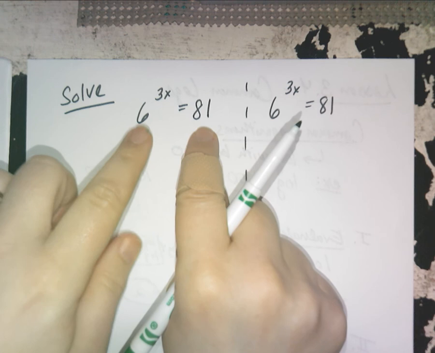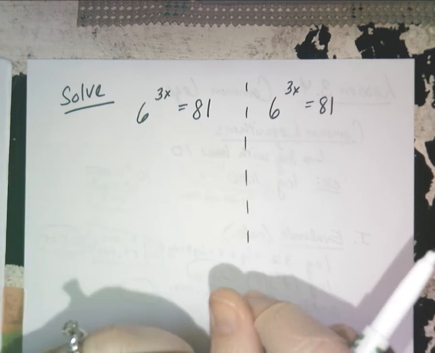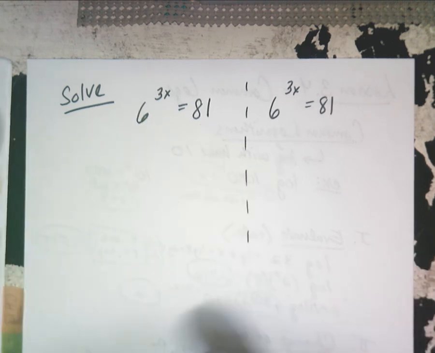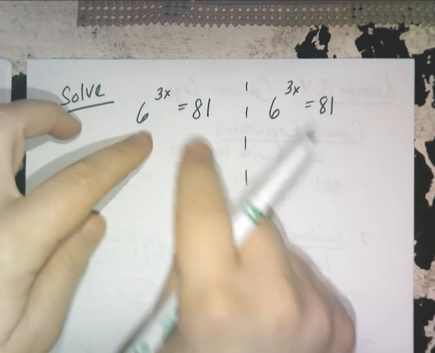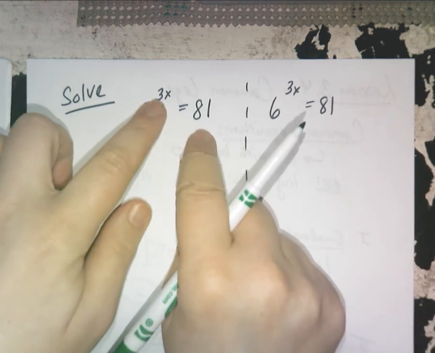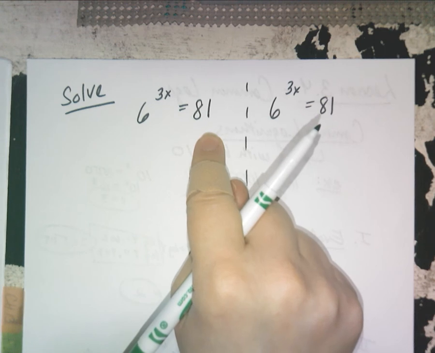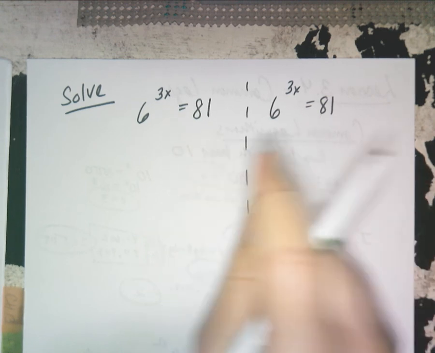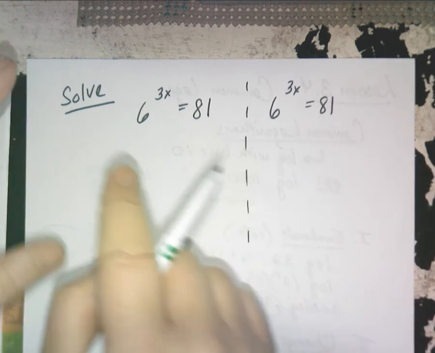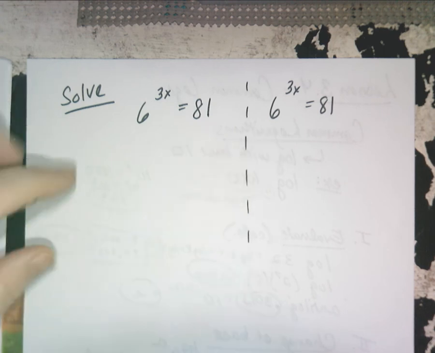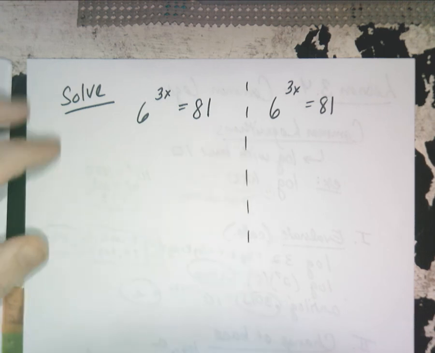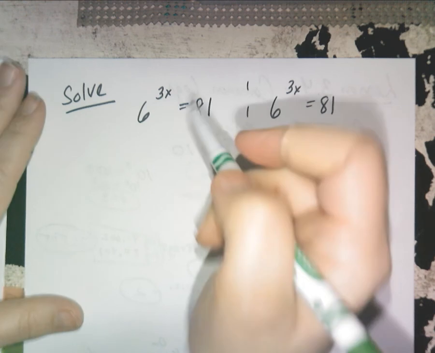Can you make an 81 into a base 6? That's how we learned on the last quiz how to do this stuff. If this was a 2 to the 3x and this was an 8, we'd say, oh, 8 is just 2 to the 3, and we can make it very easily, okay? What you could do though is convert this to logarithmic. Do the whole zoop. So how would you write that?